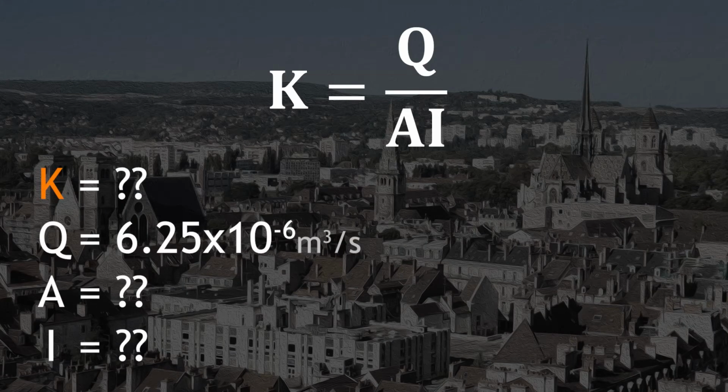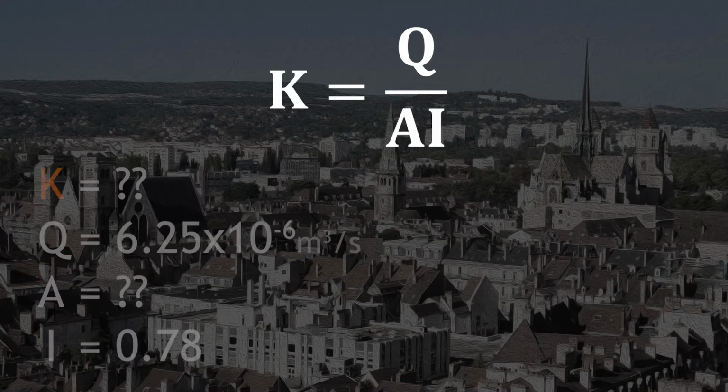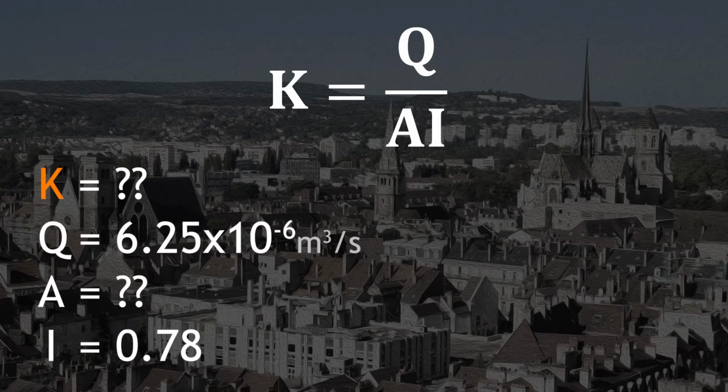As we return to the equation for hydraulic conductivity, we are ready to fill in our hydraulic gradient, I. The gradient is simply the difference in head heights, 0.06 meters, divided by the distance between manometer outputs, 0.077 meters. This gives us a resulting gradient value of 0.78. It is worth noting that we are dividing two values that have meters as units, thus the resulting value is unitless.